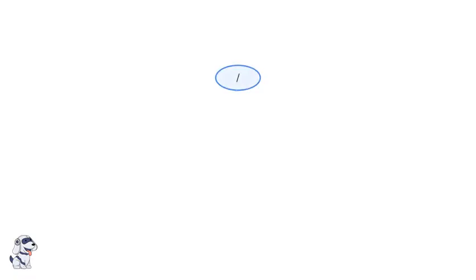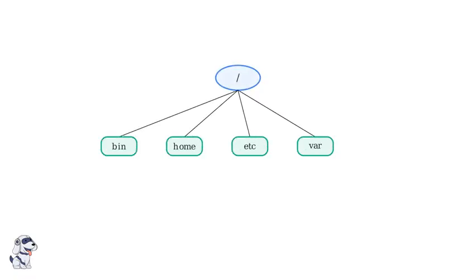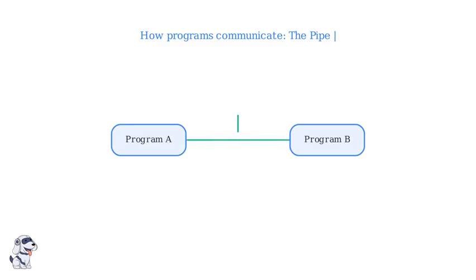In Linux, everything is organized within a single hierarchical tree, starting at the root directory, represented by a simple /. This structure keeps all system files and user data in a predictable, organized path. Programs often need to talk to each other. Linux uses pipes, which let the output of one program flow directly into the input of another. It is a powerful way to chain small, simple tools into a complex task.